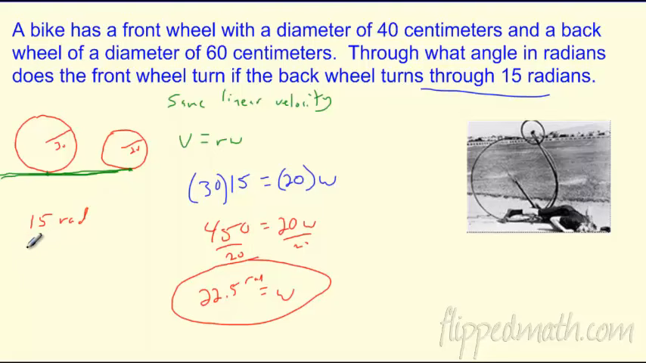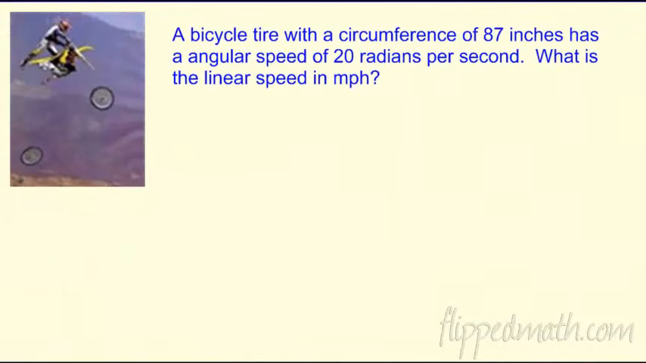If you want to think more of revolutions, you could divide it by 2 pi and see what you get. But it's just going 15 radians, so the small one's got to spend more. 22.5 radians seems legit. Good answer. Sometimes I'm going to throw some tricks at you where you've got to think, oh yeah, they've got the same linear velocity. I can do the formula. I'm good to go. All right, the finale, the last one.